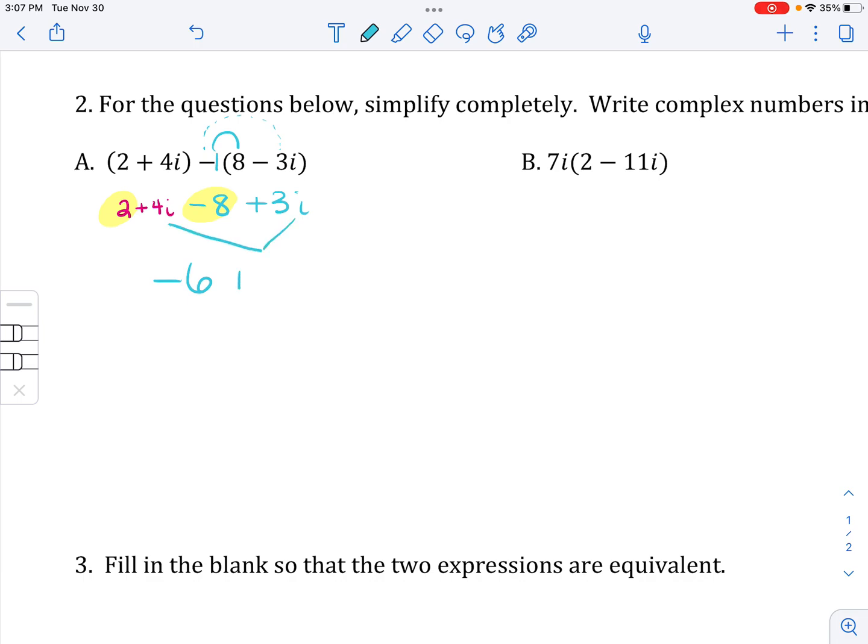4i and 3i makes 7i. And that's my final answer. No i squareds and nothing groupable. All right, next problem is a multiplication problem.